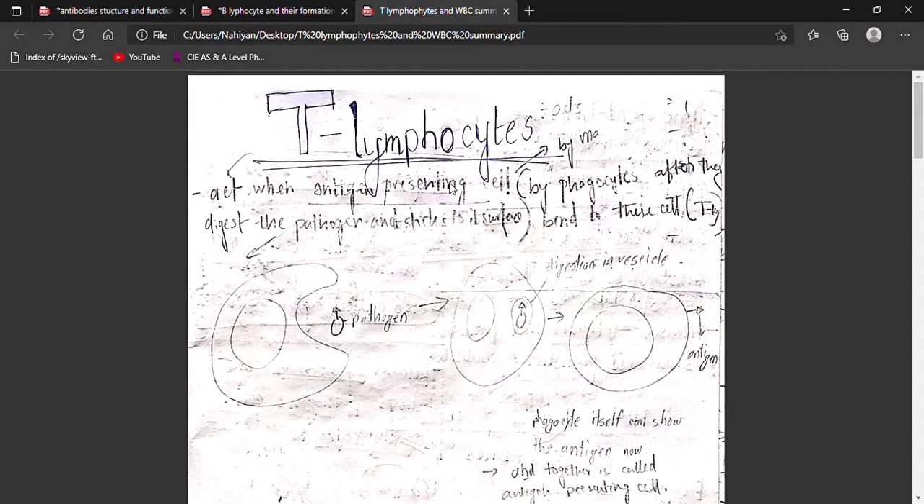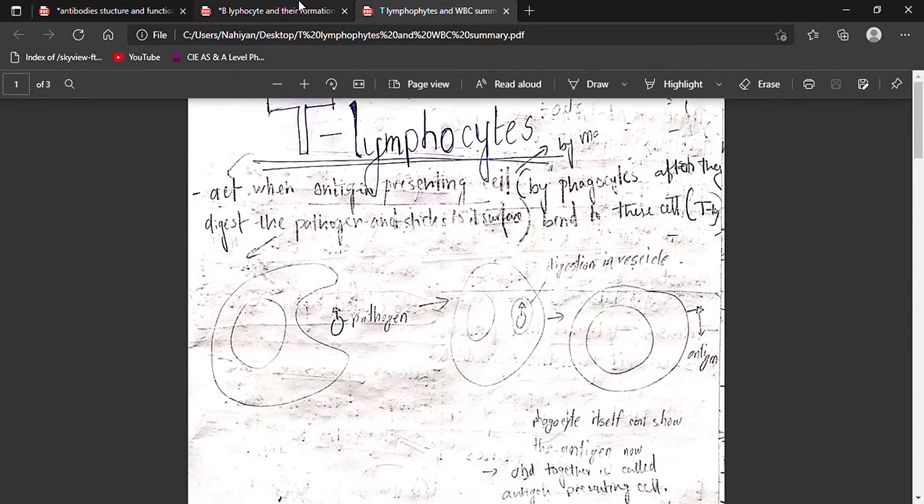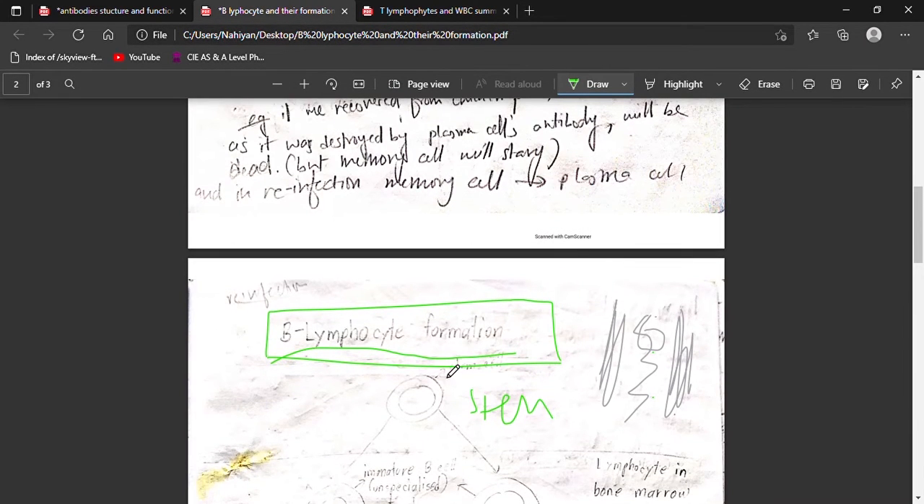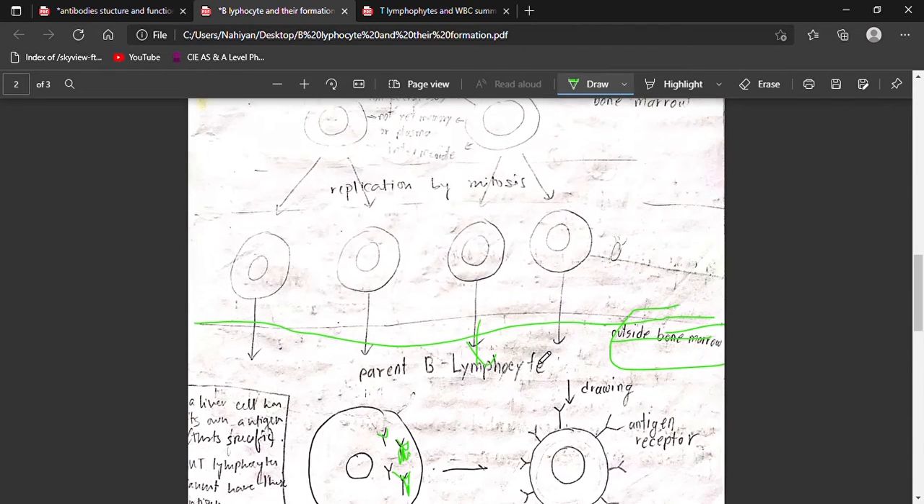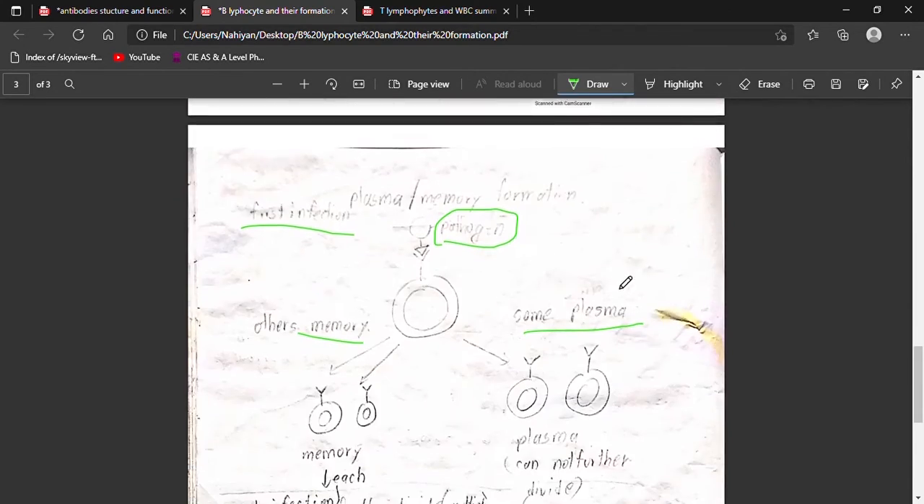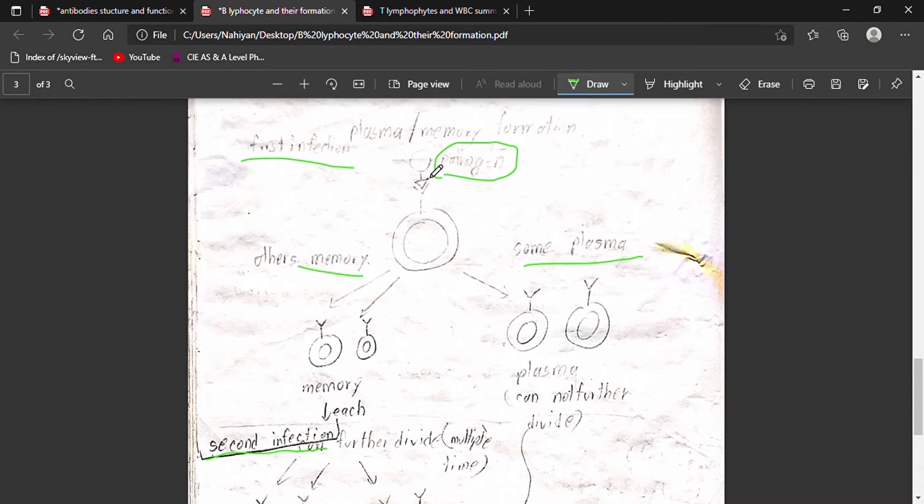So the second type of lymphocytes are the T lymphocytes. Before looking further into the chapter, let's first see why we need these lymphocytes and how they are different. The B lymphocytes, as we saw, form in the bone marrow, and they divided when they were stimulated by pathogens. Like if you were infected and there were pathogens outside, they were stimulated and further divided.